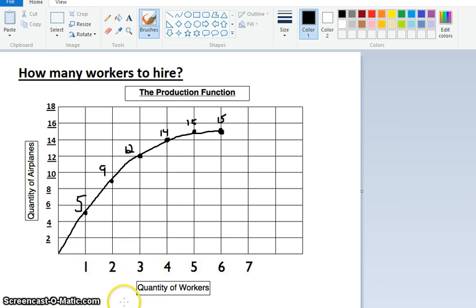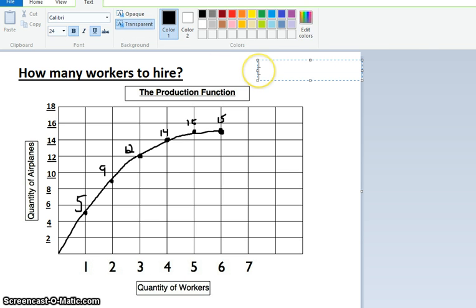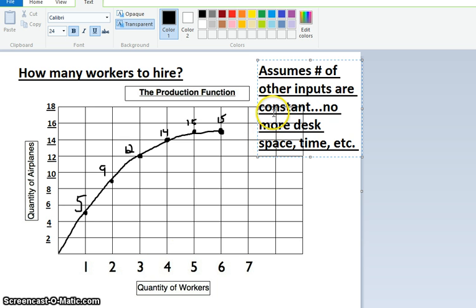Now notice, for my example here, I kept all of the other inputs, the other factors of production, constant, right? So this is worthwhile to write down. The only input that I added was more workers. I didn't change the number of desks. I didn't give you any more time. I didn't teach you how to make the airplanes any better. Everything else stayed the same. I only changed one input. Now, the same could have been true if I kept the number of workers the same, but I gave you more and more paper. At some point, you weren't going to get very much out of having extra paper.